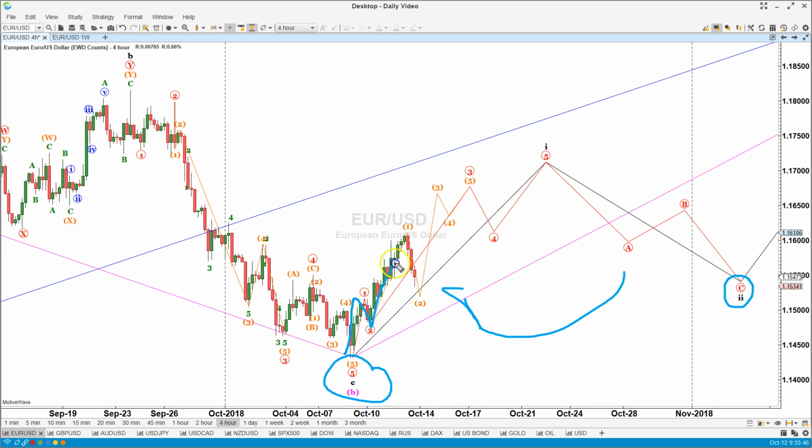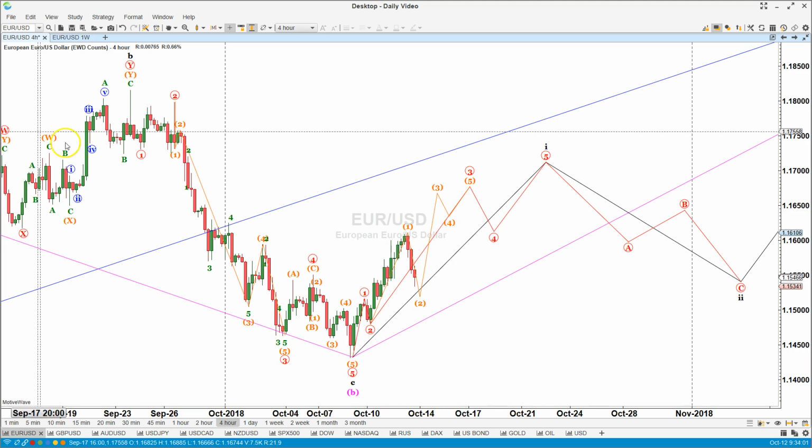So far we only have a 3-wave sequence, so the price could very easily make a lower low. But if we have the 5-wave sequence in red, then we wait for the 3 down. That will be a fantastic buy to follow the move up.